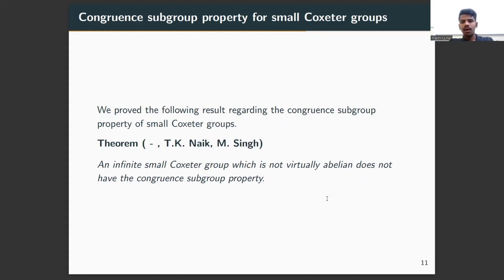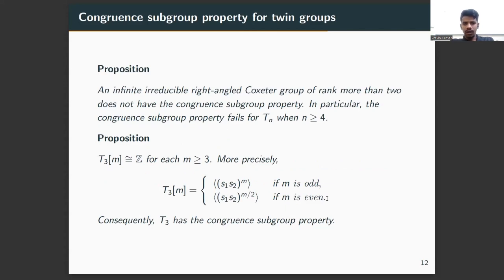Then we have the following result regarding the congruence subgroup property of small Coxeter groups. Our result is that an infinite small Coxeter group, which is not virtually abelian, does not have the congruence subgroup property. Using this result, we deduce that any irreducible infinite right-angled Coxeter group of rank more than 2 does not have the congruence subgroup property. In particular, the twin group is an irreducible right-angled Coxeter group of rank more than 2. Therefore, the twin group does not have the congruence subgroup property when n is greater than or equal to 4.